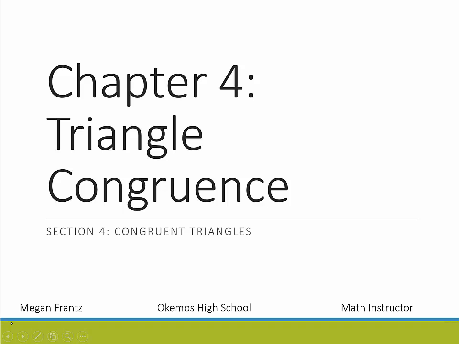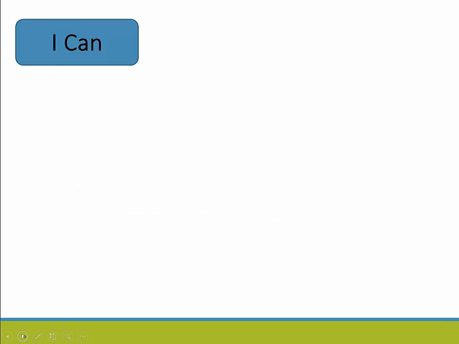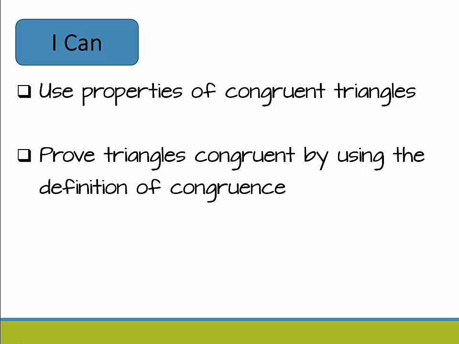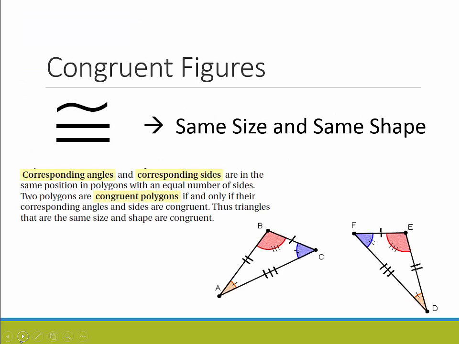Chapter 4, Section 4 is on congruent triangles. So by the end of this lesson, you should be able to use properties of congruent triangles and be able to prove that triangles are congruent by using the definition of congruence. So let's remember what that is.